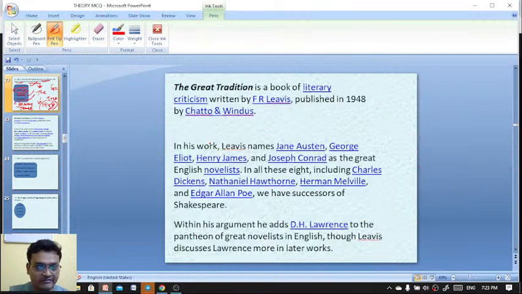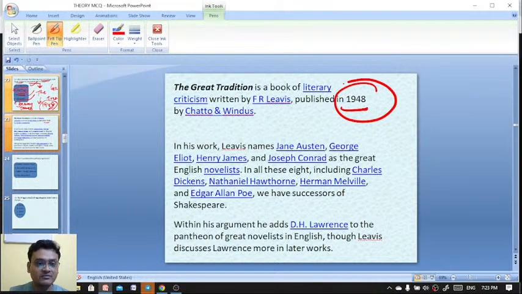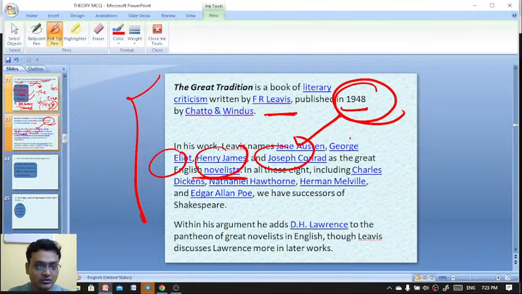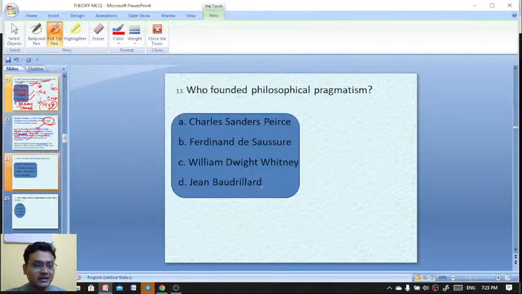It's The Great Tradition by F.R. Leavis, published in 1948. In this work, he is naming Jane Austen, George Eliot, Henry James, Joseph Conrad as the great English novelists. And in these eight including, there were also another four: Charles Dickens, Nathaniel Hawthorne, Herman Melville, and Edgar Allan Poe. Whereas he was hating all the works of Dickens except Hard Times.